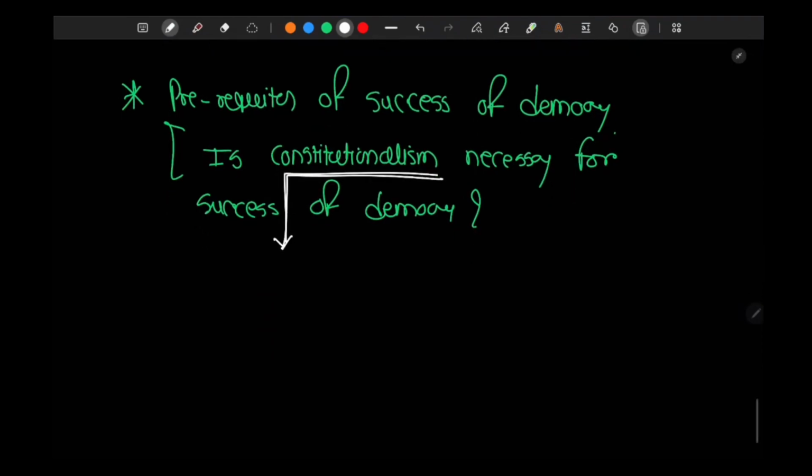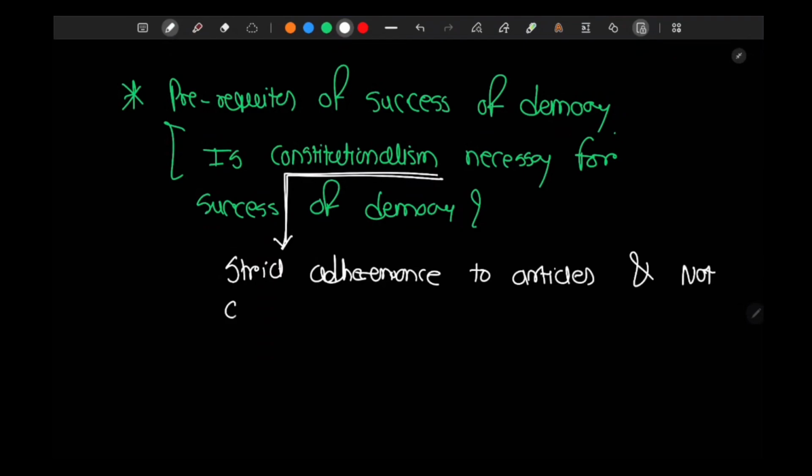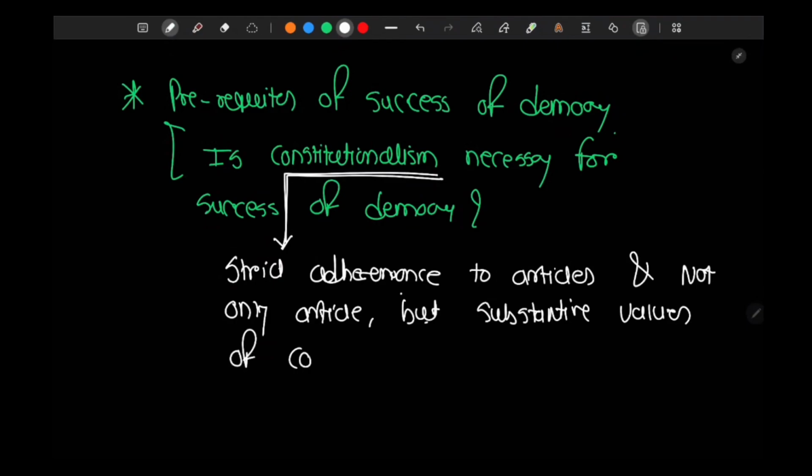What is constitutionalism? If you have studied in polity, it is good. Otherwise, I will also explain. Constitutionalism is strict adherence to articles, and not only articles, but substantive values of constitution. What are substantive values of constitution? Liberty, equality, fraternity, justice, right? Socialism, secularism, sovereignty, democracy, all these things, right?